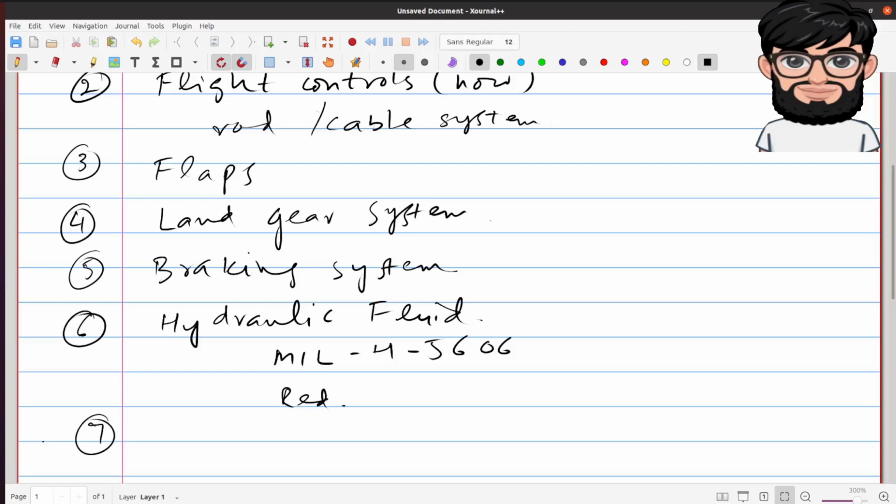Then we have steering: how is the steering accomplished on the ground? When you are on the ground, they are generally steered by the nose wheel.